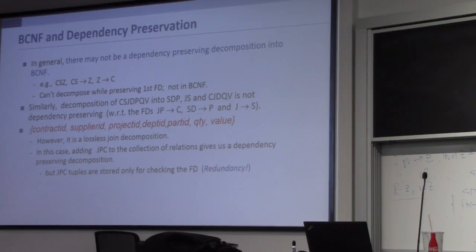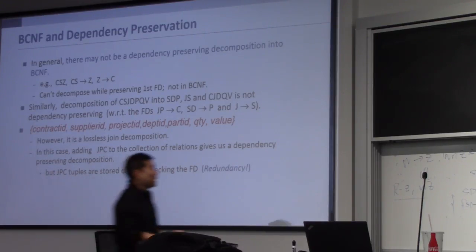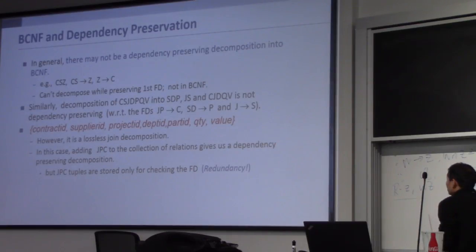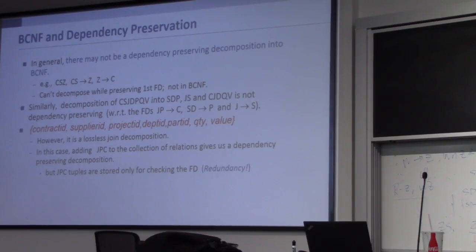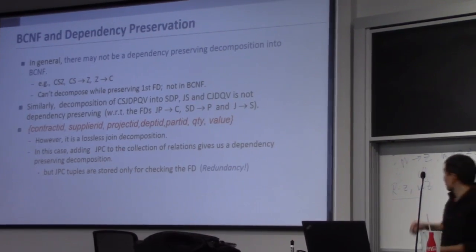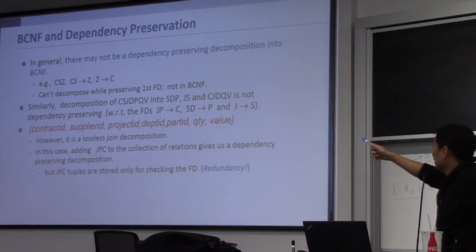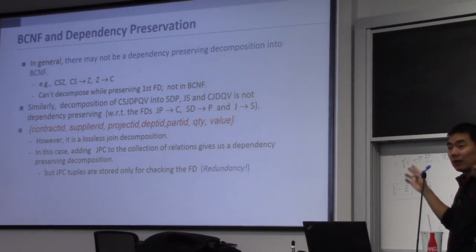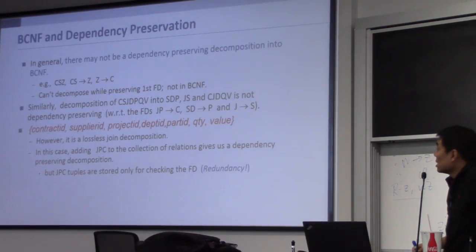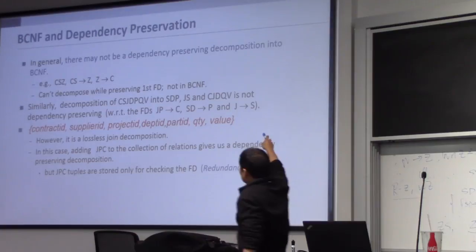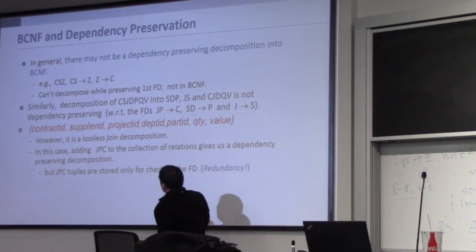So you decompose that. In order to fix that, you decompose this into ZC and ZS. Right? But doing that, you actually lost the first dependency, CS determines Z, because C and S are now in two separate tables, and there's no way you can get that dependency back. Similarly, in our last example, JP determines C is lost.